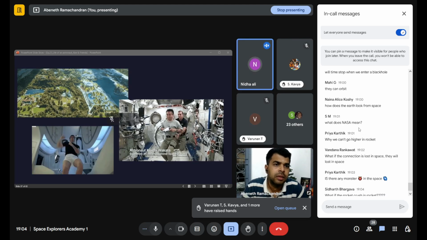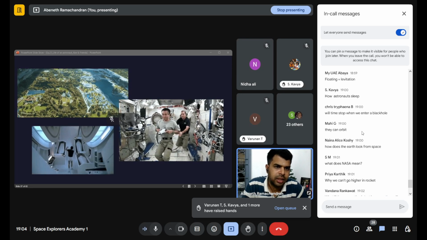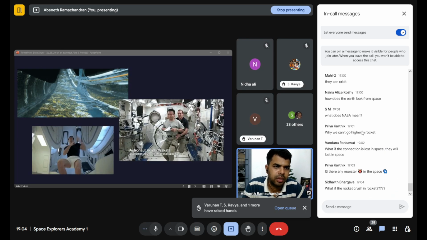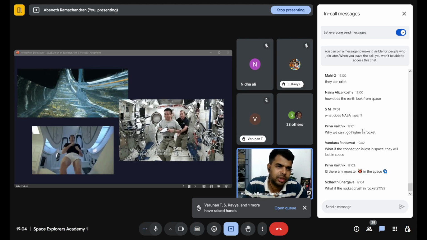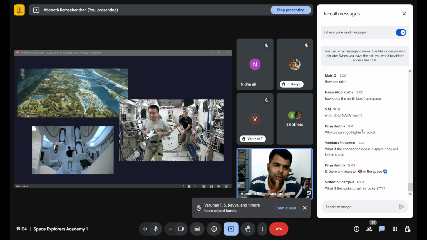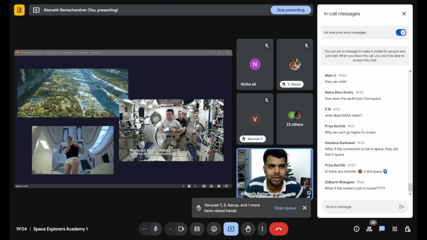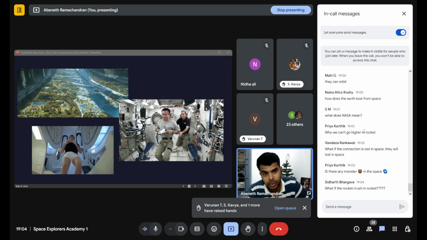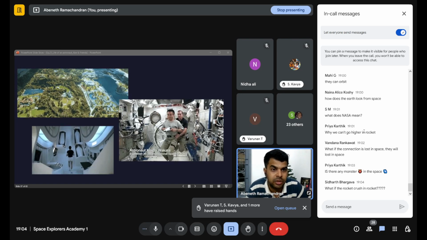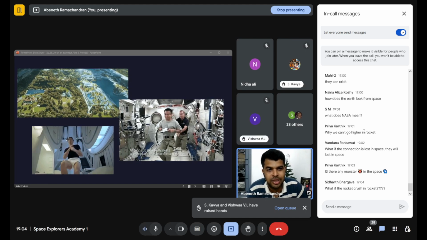Will time stop when we enter a black hole? I'll explain it later. They can orbit. How does the Earth look from space? It looks very beautiful from space. It looks like a blue ocean, with a lot of clouds here and there. What does NASA mean? National Aeronautics and Space Administration. That is what NASA stands for. ISRO stands for Indian Space Research Organization.